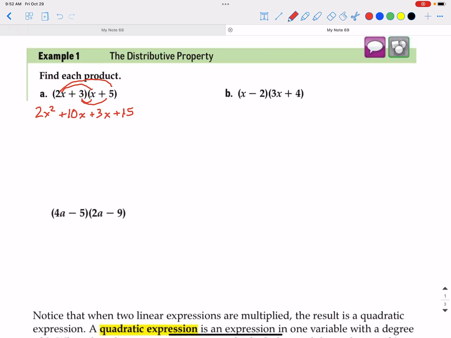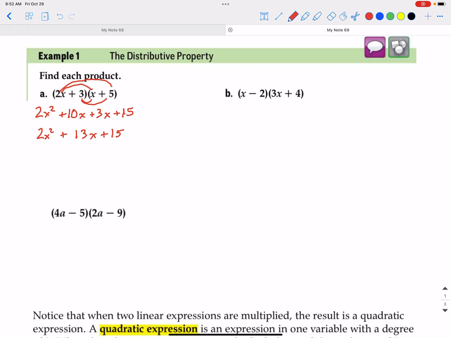And then oftentimes you have to combine like terms, which are usually in the middle. So that would be 2x squared plus 10x plus 3x is 13x, then plus 15. And that would be your answer because there are no more like terms.